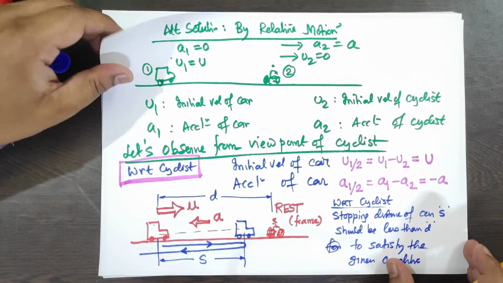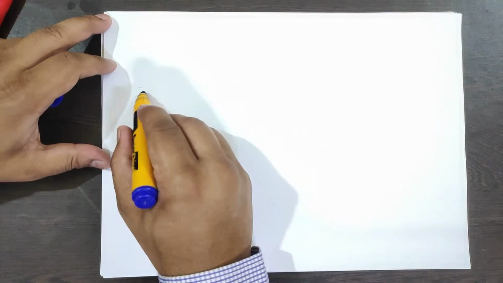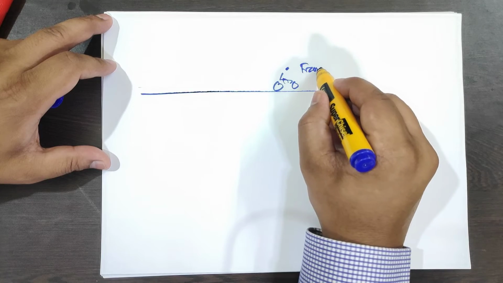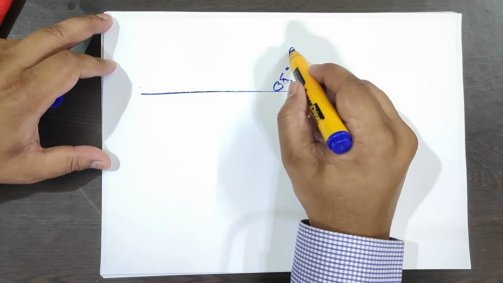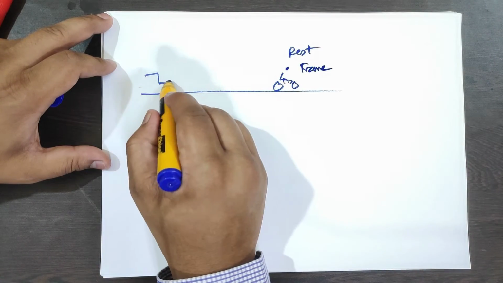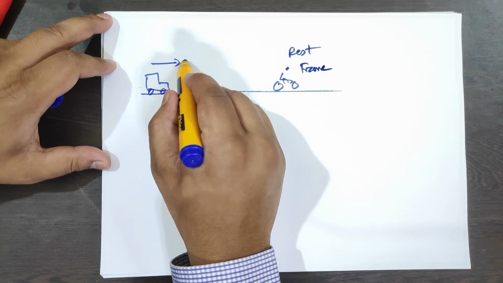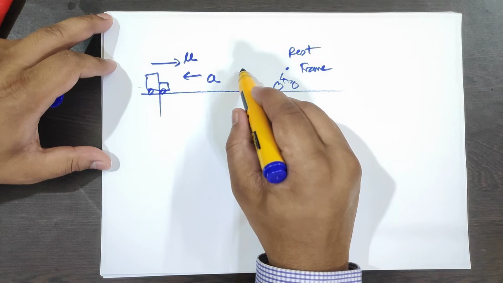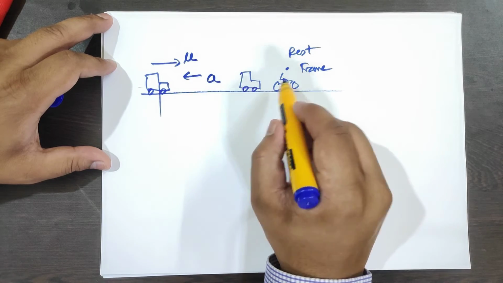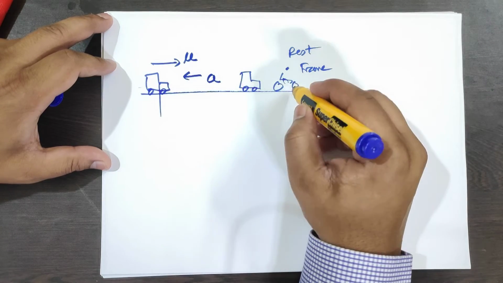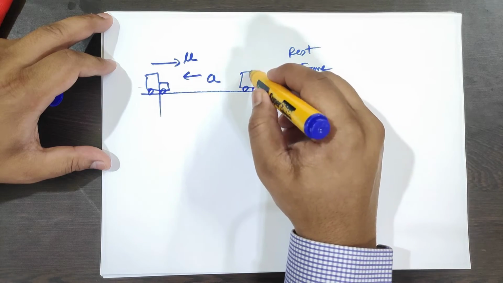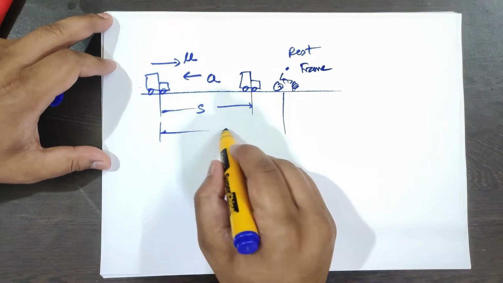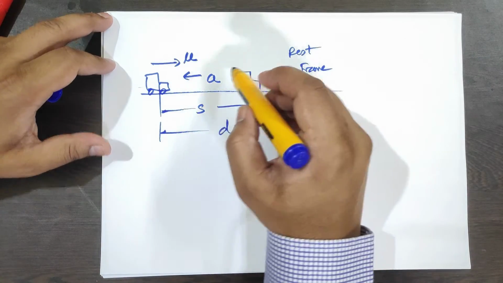So we can calculate now the stopping distance. So the cyclist is the frame of reference, and the cyclist is at rest. Obviously the frame is at rest always. So the car traveling with the velocity u has a retardation a, so it has to stop before crashing onto the cyclist, from the frame of the cyclist, obviously. So the stopping distance should be less than d. So let us calculate the stopping distance.